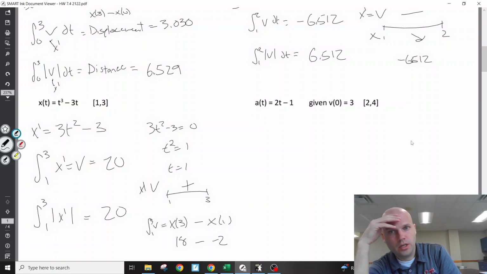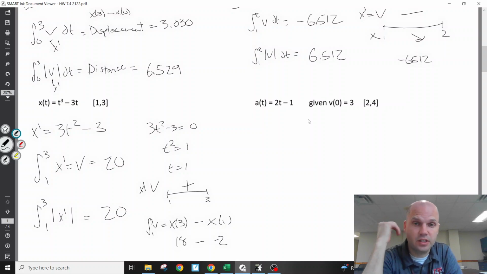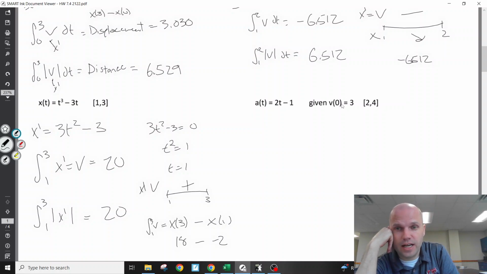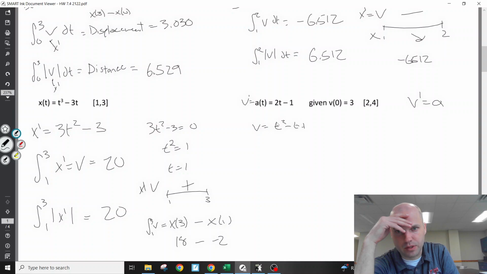Here, you're given an acceleration, and you're asked to find the displacement and the distance. You need a velocity function. You've got to remember that the derivative of velocity is acceleration, v prime is a. So if you have a and you want v so that you can plug stuff in to find your displacement and your distance, you're going to have to take the antiderivative of a. Understanding this is v prime, I'll take the antiderivative. I get t squared minus t plus c.